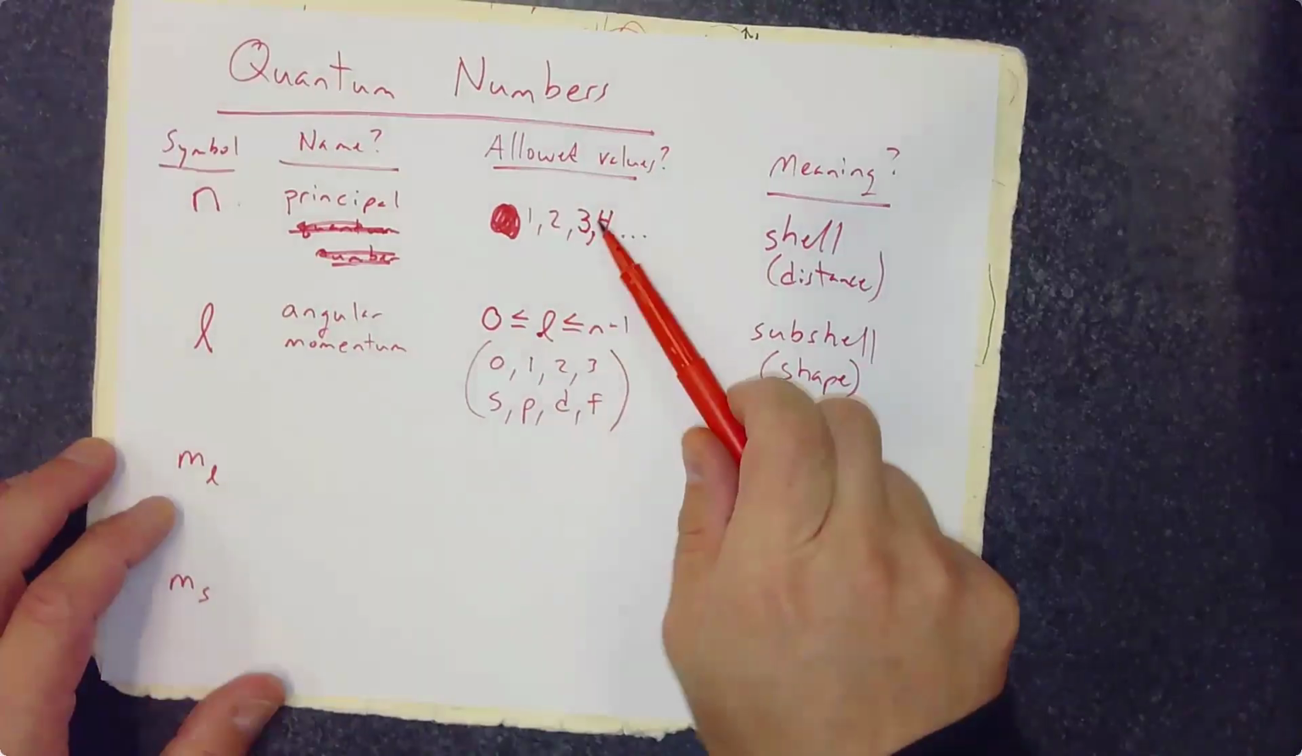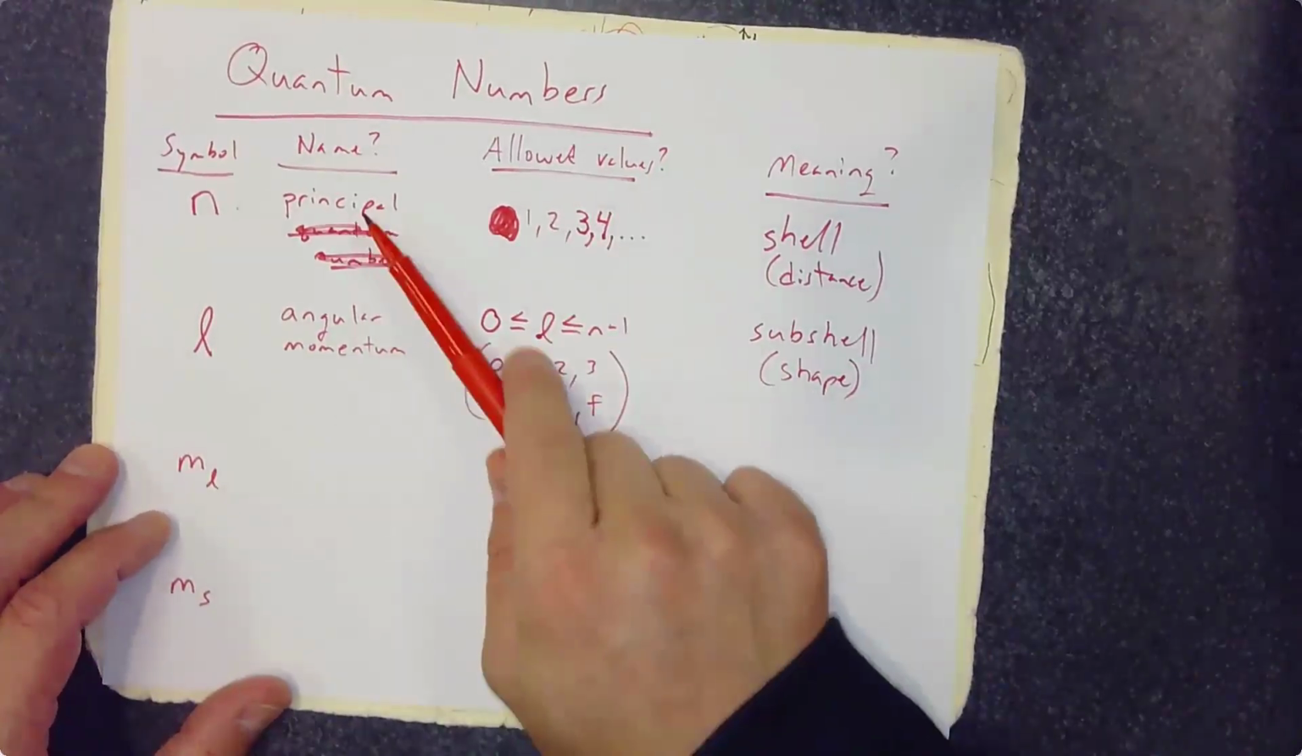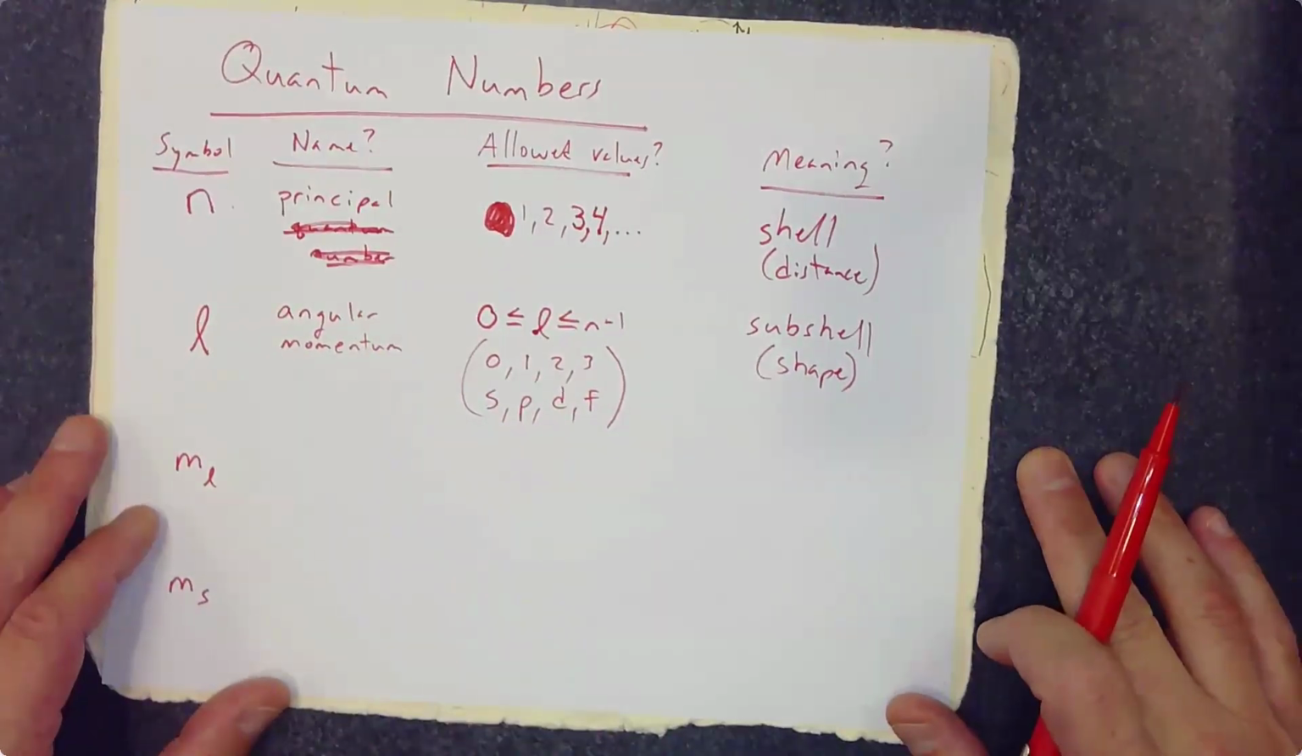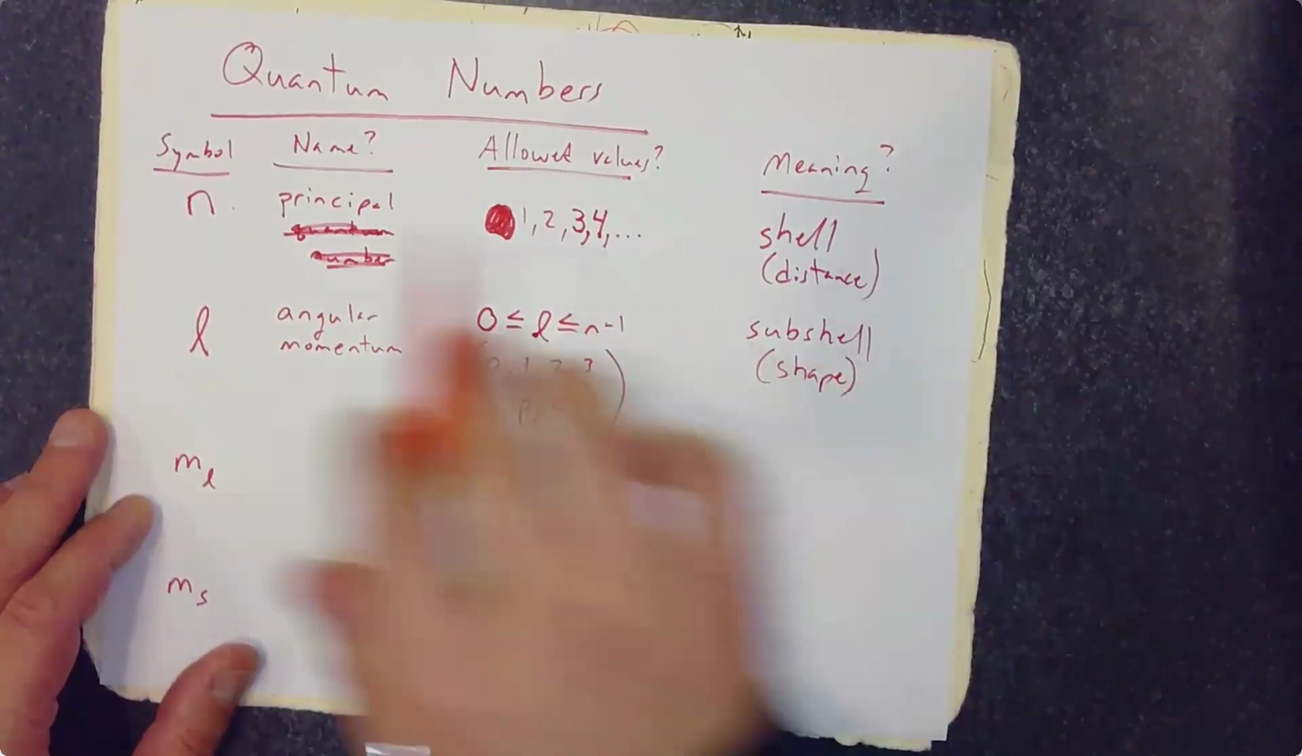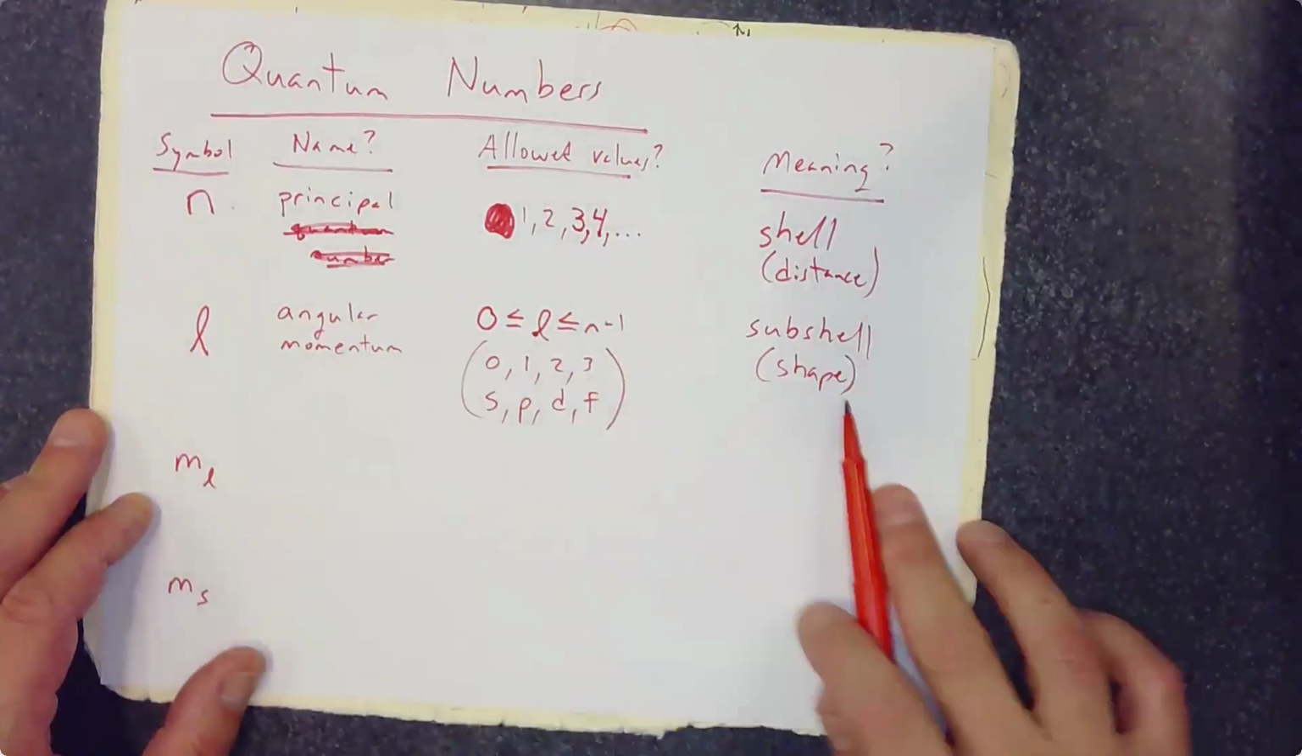So n and l are your principal quantum number and your angular momentum quantum number. That defines how far away from the nucleus the orbital is and what its shape is.